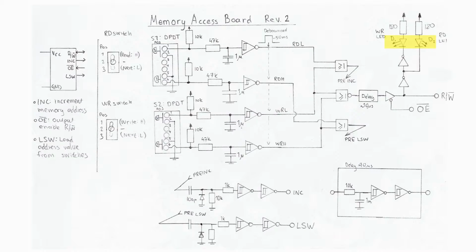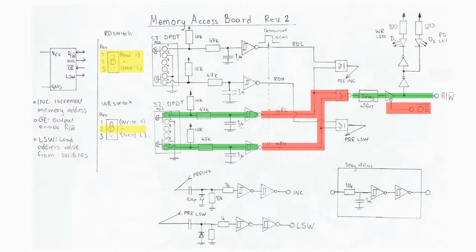There are 2 LEDs indicating a read or a write operation. These are sitting outside the buffer, so they always indicate the status independent of who is actually driving the signal. When any of the 2 write signals is triggered and the output enable is activated, this card drives the read-write signal low. Similarly, the read-write signal is driven high when the switches are in the idle position or when a read is performed and the output enable is activated.